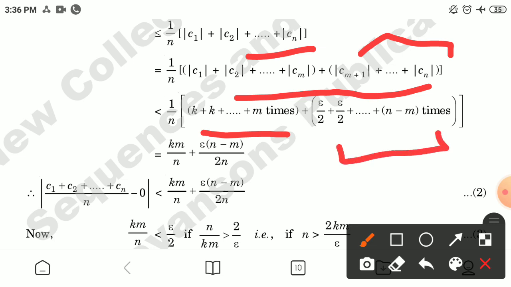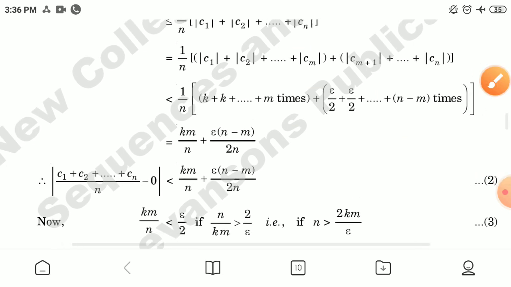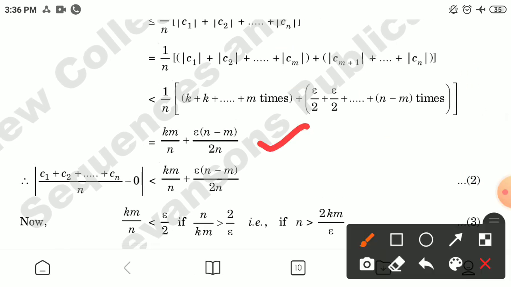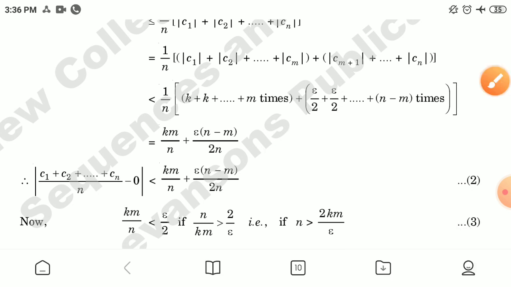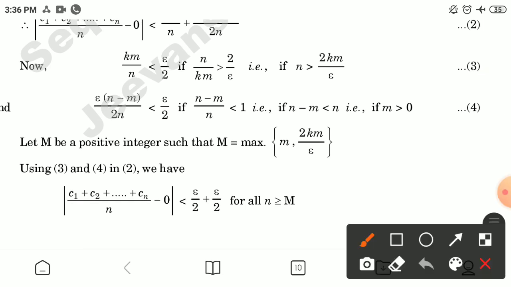Making the addition, the inequality becomes km by n plus epsilon times (n minus m) by 2n. Therefore, |(c1 plus c2 plus ... plus c_n) by n minus 0| is less than km by n plus epsilon (n minus m) by 2n, marking this as number 2. Now, km by n is less than epsilon by 2 if n by km is greater than 2 by epsilon, that is if n is greater than 2km by epsilon, marking this as number 3.